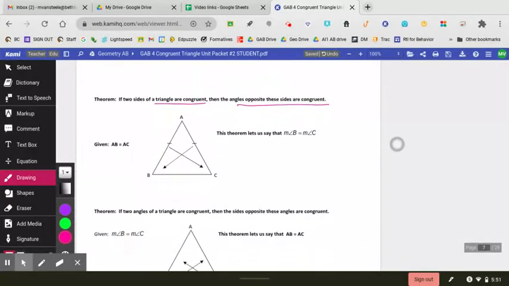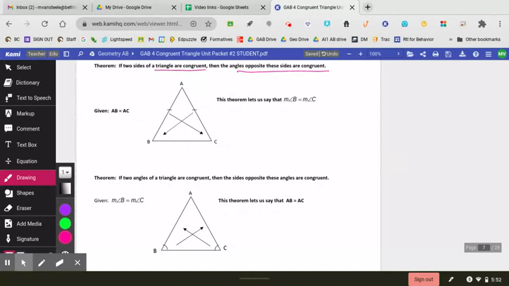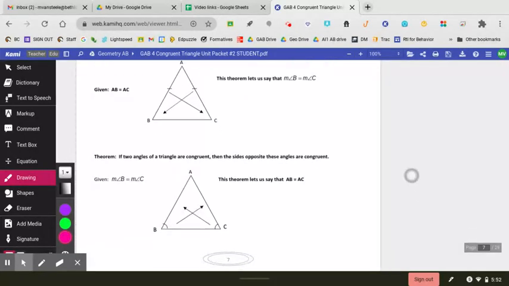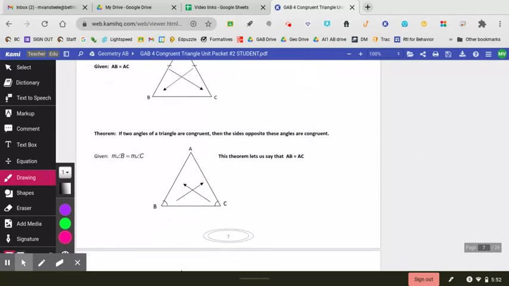And here it is again with arrows. Follow up: if two angles in a triangle are congruent, then the sides opposite these angles are congruent. So this is the theorem backwards. So this means if I have this triangle ABC, and I know angle B is congruent to angle C, then AB is congruent to AC.